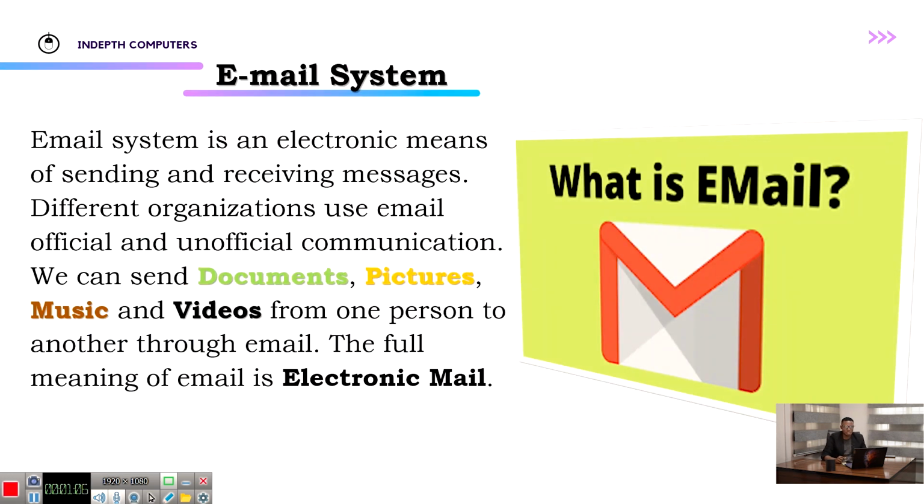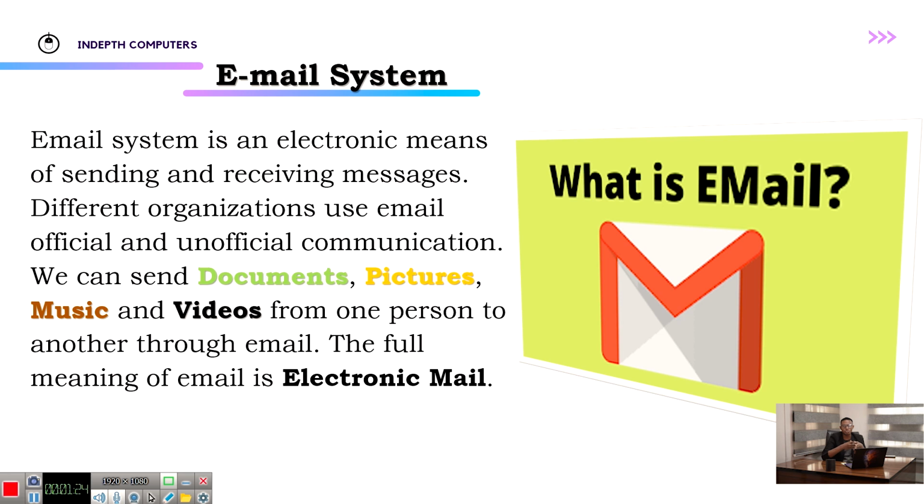Let's explain what the emailing system is. The E there stands for electronic. So the emailing system is an electronic means of sending and receiving messages through the internet. Now I'm adding that because you need to be connected to the internet before you can use the emailing system.